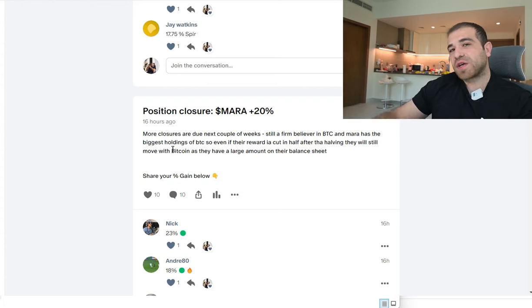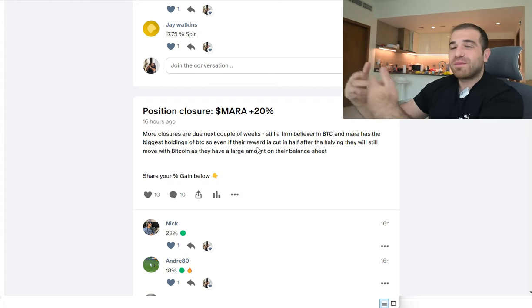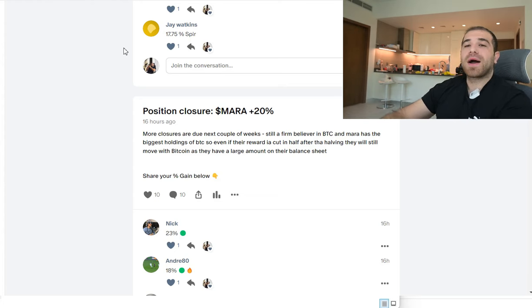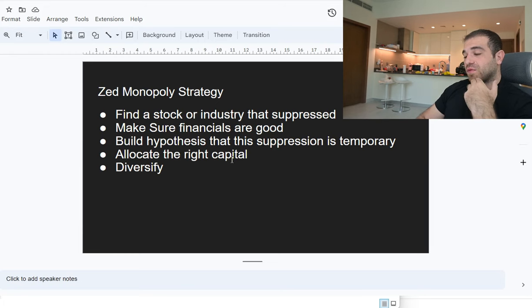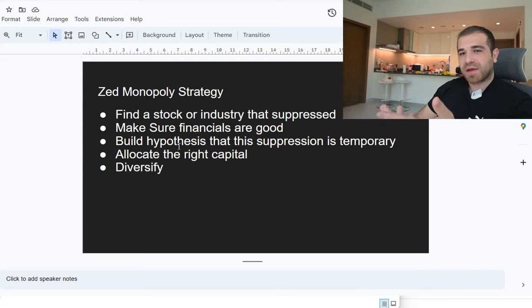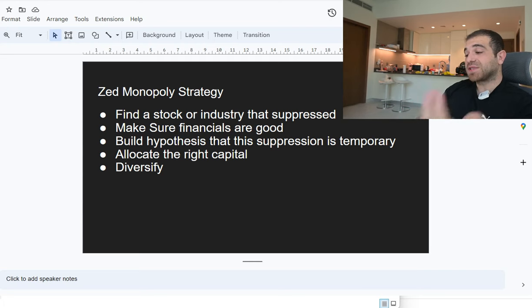Mara was down because of Bitcoin, but if you believe in the Bitcoin outcome, then why not buy Mara? Now, just to remind you guys, the halving is coming and all these mining stocks will get halved in revenue, but Mara actually has Bitcoin on its balance sheet, so this will move like an ETF because it has Bitcoin on its balance sheet.